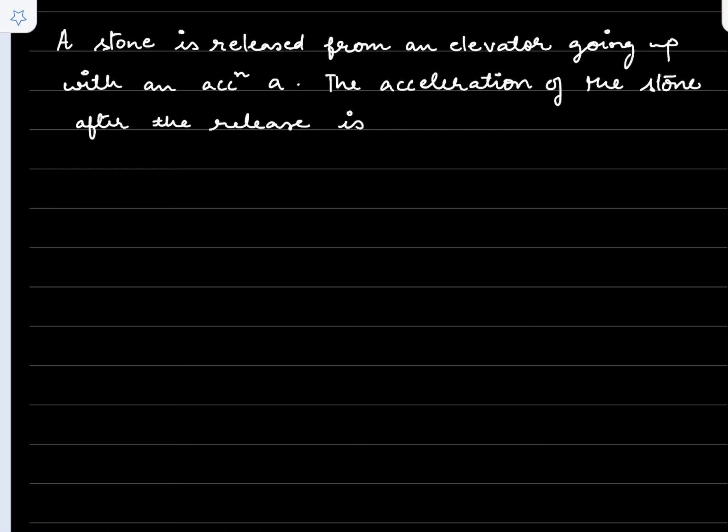A stone is released from an elevator going up with an acceleration a, and the acceleration of the stone after the release is. So now we have to find out the acceleration of the stone when it is just released from the elevator. In this case, I can calculate the acceleration of the stone with respect to ground as well as with respect to elevator.